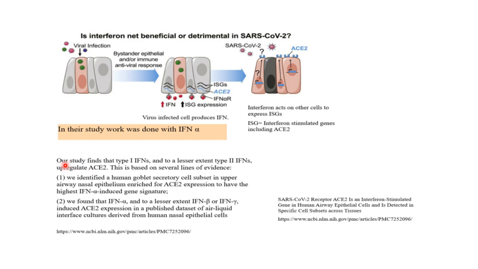And the authors say, our study finds that type 1 interferons and, to a lesser extent, type 2 interferons upregulate ACE2. This is based on several lines of evidence. 1. We identified a human goblet secretory cell subset in upper airway nasal epithelium, enriched for ACE2 expression, to have the highest interferon alpha induced gene signature. 2. We found that interferon alpha and, to a lesser extent, interferon beta or interferon gamma induced ACE2 expression in a published data set of air-liquid interface cultures derived from human nasal epithelial cells.